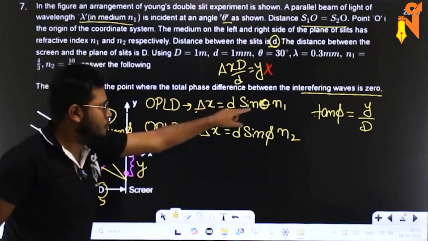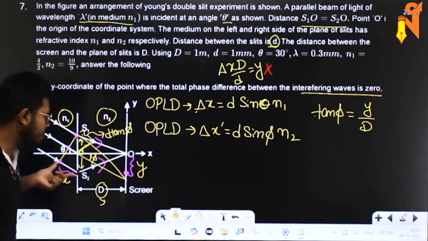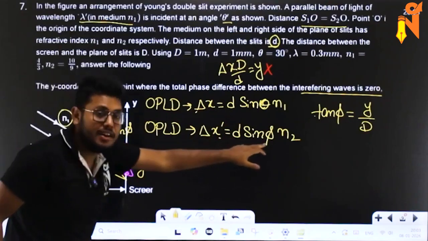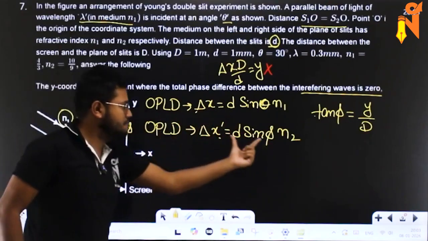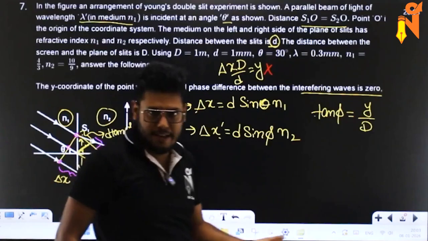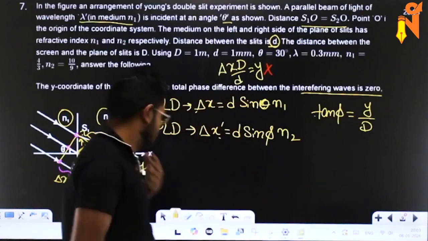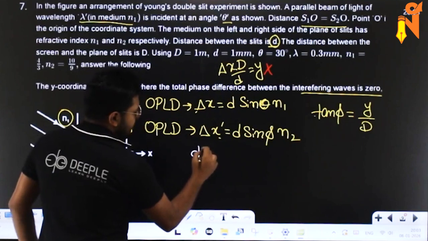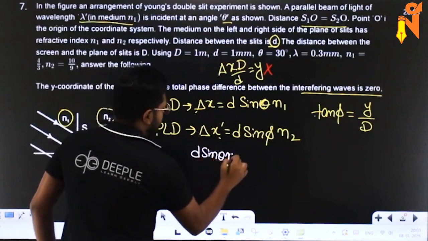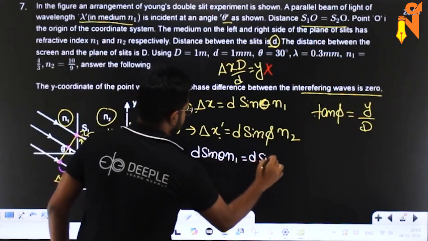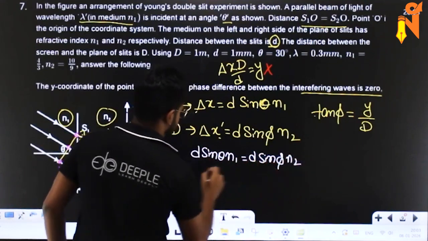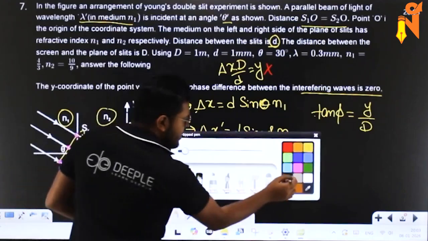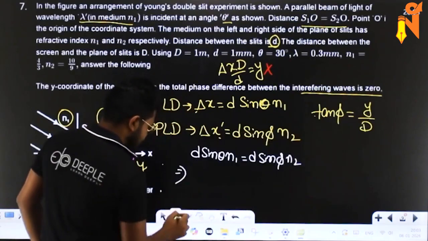Now this is in one direction, the lower one travels more, and by this thing the upper one travels more. So this portion is kind of a correction. Now they have to be the same as each other. So let's see if we equate them, what do we get? So d sine theta n1 equals d sine phi n2. Let me put the value really quick, but before that I will swiftly cancel out the d.